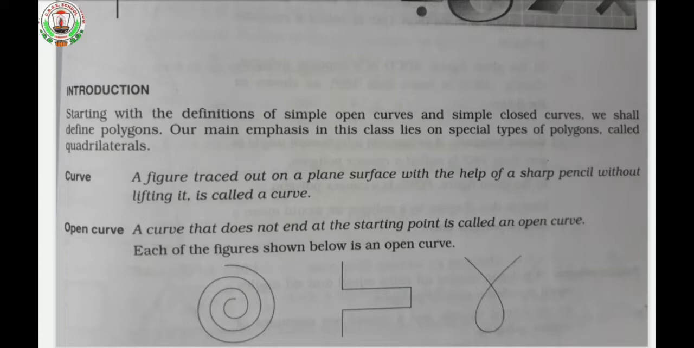Second is open curve. So in the video I had explained you how many types of curves are there. 3 types of curve, isn't it? First is open, second is closed, and third is simple curve or simple closed curve. So first is open curve. A curve that does not end at the starting point is called an open curve. It means when the initial and the final point of a pencil do not overlap each other, such type of figures is said to be an open figure. So here examples of the figures are given. You will easily understand. Okay.